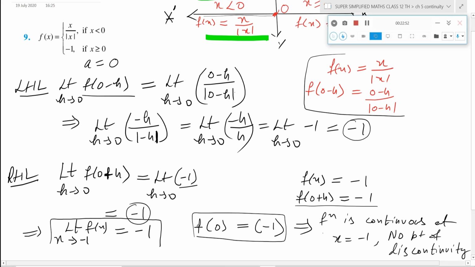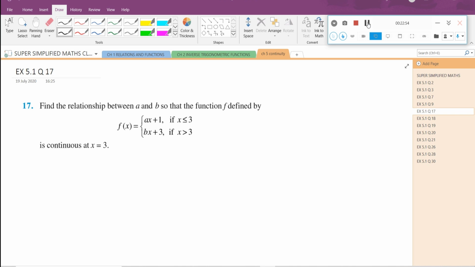Now question number 17 says: find the relationship between a and b so that the function f defined by ax + 1 if x is less than or equal to 3, bx + 3 if x is more than 3, is continuous at x equal to 3. So here the function is given to be continuous at the point 3, and you have to find the values of a and b.